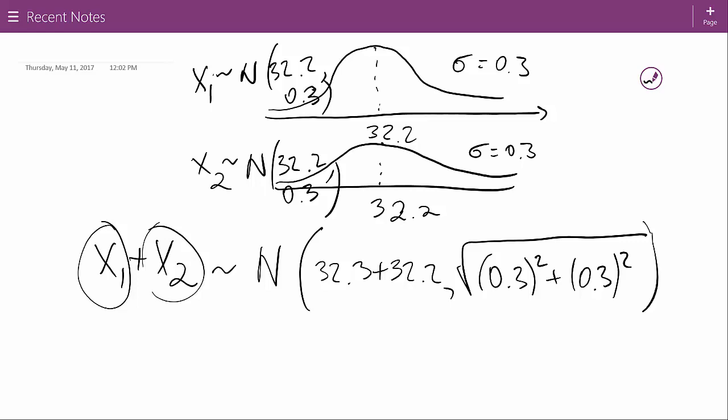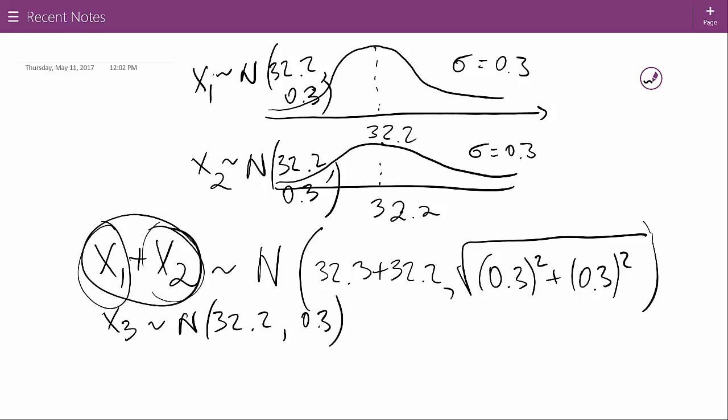So now what I do is I say, well, let's take a look at bottle number 3. Bottle number 3, just like bottles 1 and 2, comes from a normally distributed population, with 32.2 mean and 0.3 standard deviation. If now to the sum of bottles 1 and 2, I add bottle number 3, x1 plus x2 plus x3, what I'm doing is adding one normal distribution and another normal distribution. And we know that the convolution of two normal distributions is a normal distribution.